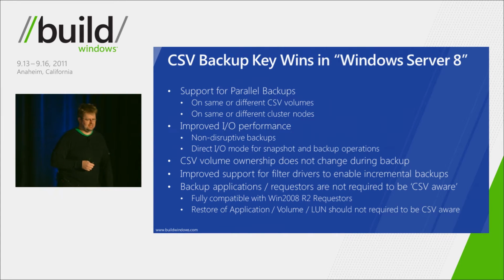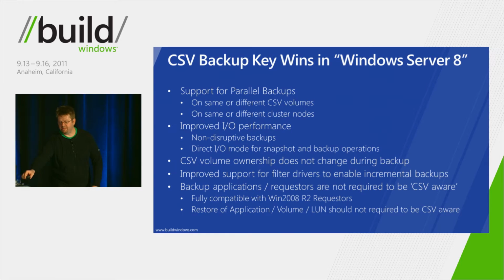So backup with CSV was a little bit challenging in the past. Like I said, that was one of our huge initiatives that we want to solve in Windows Server 8. You can now do parallel backups, something you couldn't do before. You can do parallel backups of the same CSV volume on the same or different nodes. Backups are non-disruptive, in the sense that before we used to have to move the volume to whichever node we were initiating the backup of. That's no longer true.